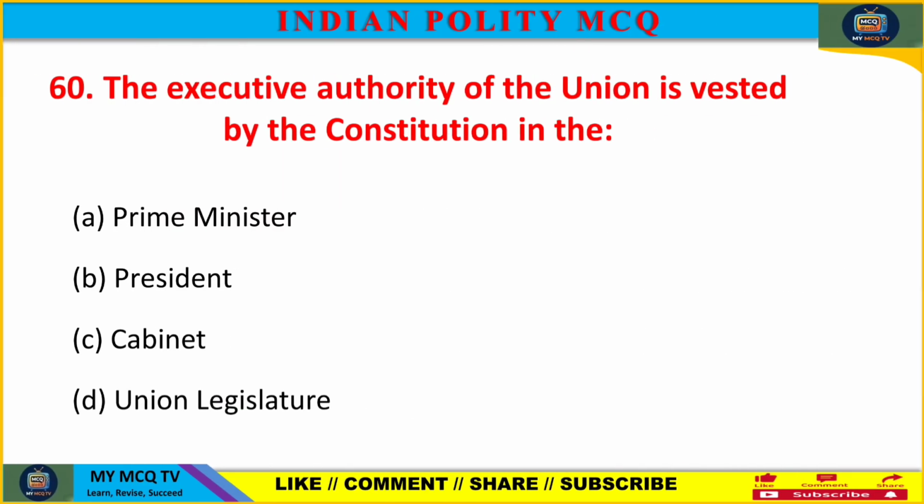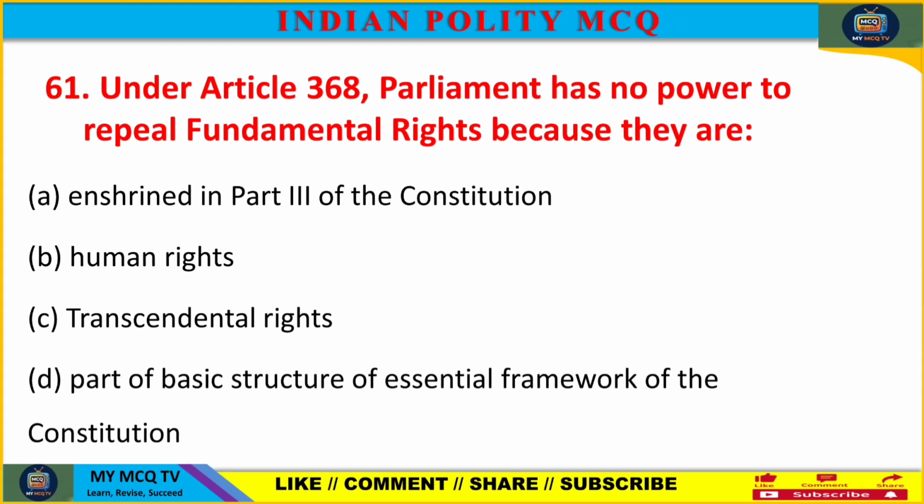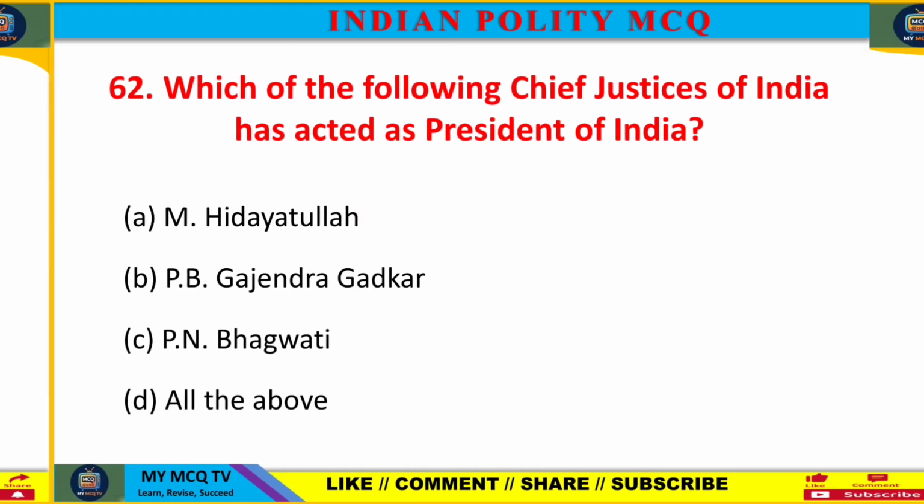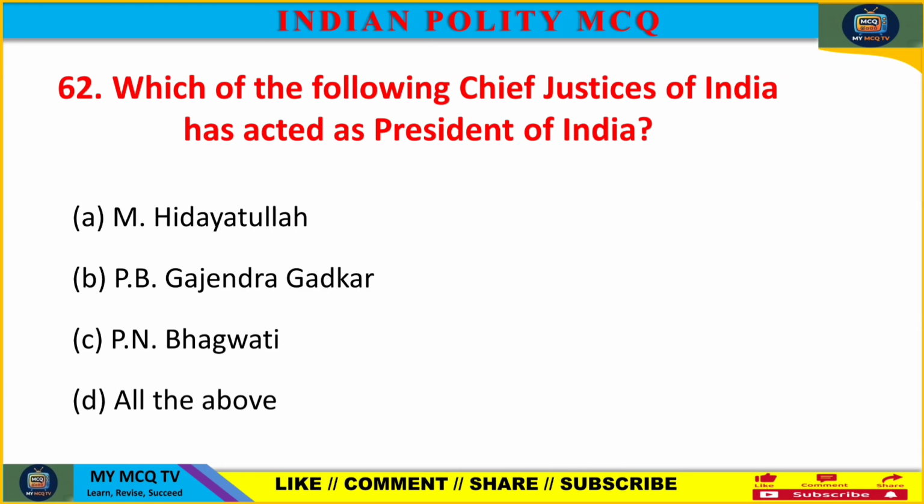The executive authority of the Union is vested by the Constitution in the. Correct answer. B. President. Under Article 368, Parliament has no power to repeal fundamental rights because they are. Correct answer. D. Part of basic structure of essential framework of the Constitution. Which of the following Chief Justices of India has acted as President of India? Correct answer. A. M. Hidayatullah.